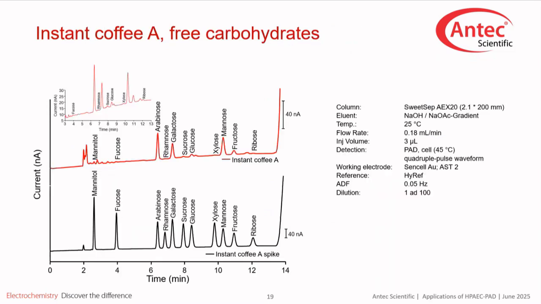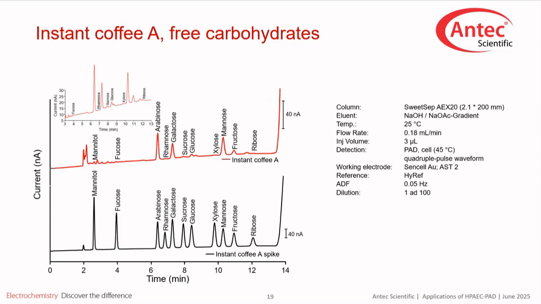So this slide shows a typical chromatogram we obtained after preparing our coffee samples. We used the SweetStep AX20 along with a sodium hydroxide and sodium acetate gradient, which conveniently allowed us to utilize PAD without needing to add sodium hydroxide after the column. You can see a clear separation from mannitol to ribose, as well as a noticeable baseline increase towards the end. This rise highlights the need for a rinsing step to clear out the more strongly retained compounds from the column.